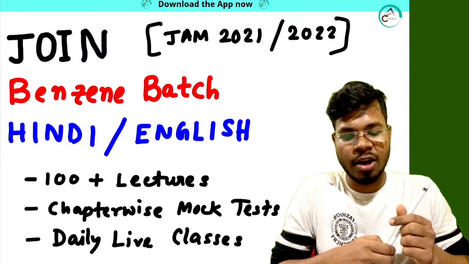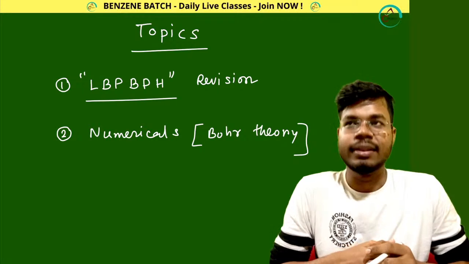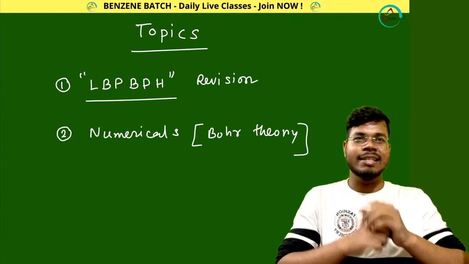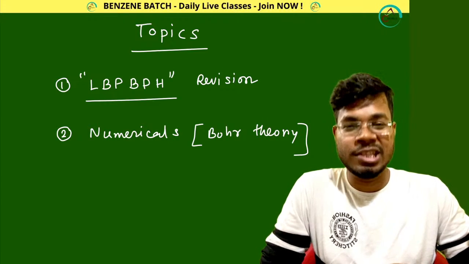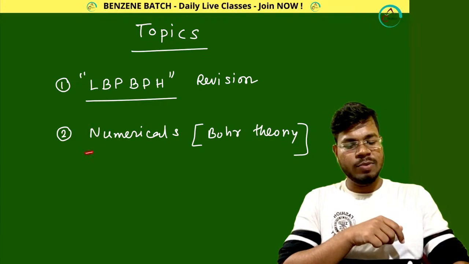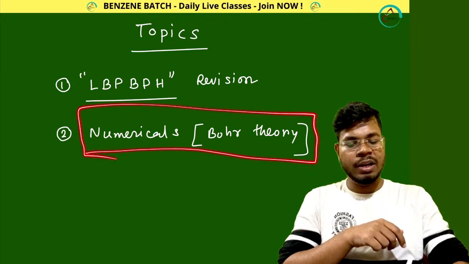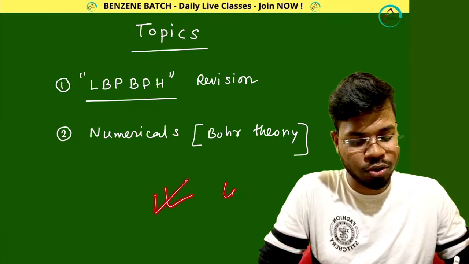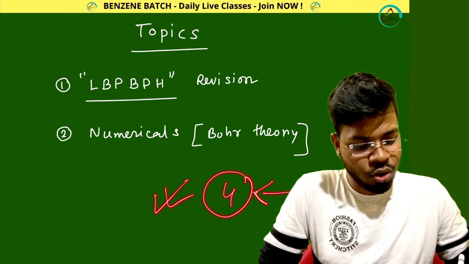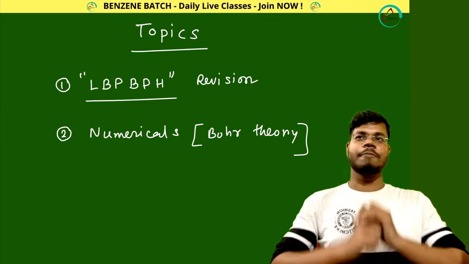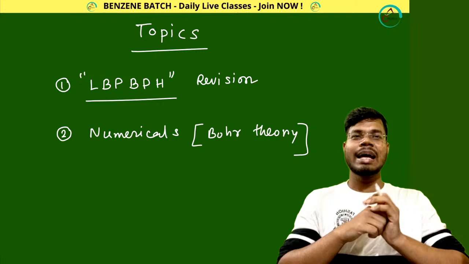After 2 minutes I will be starting solving questions on this topic: LBP, what is LBP BPH? This is the shortcut method that only Benjamin based students know till now. Then I will be solving the numericals. 4 different kinds of numericals: I will be solving 3, and the 4th one I will tell you to solve, and at last I will tell you how to solve the 4th numerical. That's all.